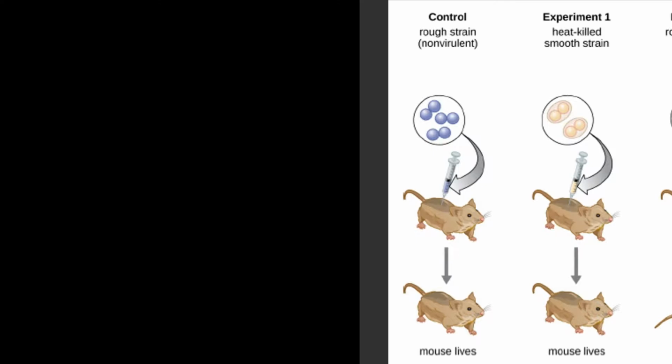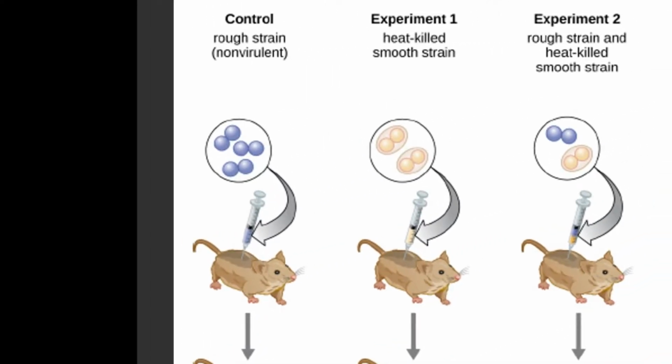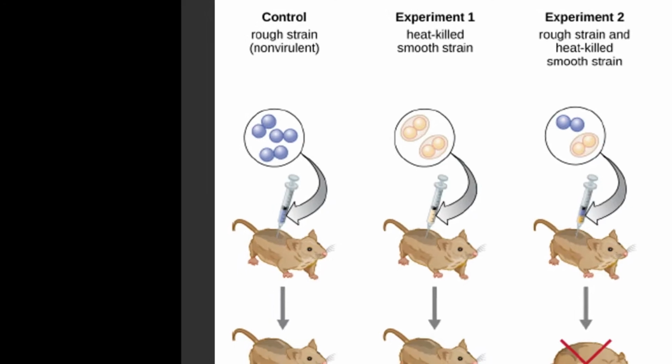So what he has done is killed these cells by denaturing their proteins and not affecting their DNA. And when he takes these dead cells and he injects them into the mice, not surprising to anyone, the mouse lives. So we have this setup where 2 non-virulent types of cells have been shown to not cause disease in the mice. And then Frederick Griffith does something a little bit unusual. He takes the live rough and the heat-killed smooth strain, he mixes them together and he injects them into the mouse, and the mouse dies.